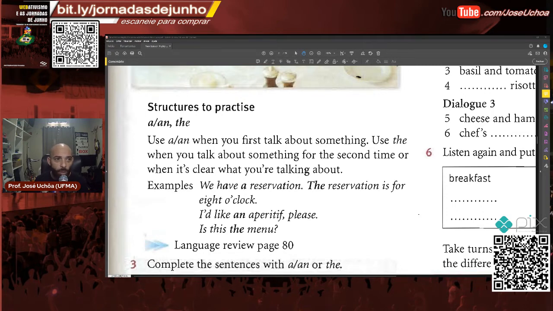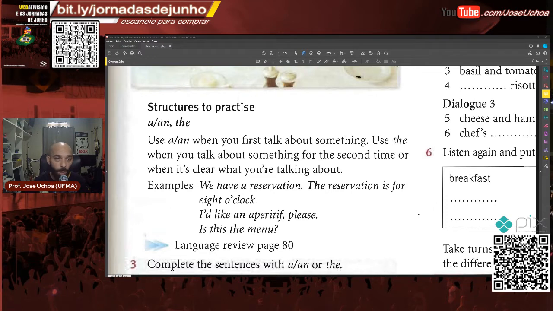Today we are going to continue lesson 9 and go to the section Structures to Practice, which is about grammar. So today we are going to discuss the use of the indefinite article a, an versus the definite article the. In the book we see the following. Use a or an when you first talk about something. Use the when you talk about something for the second time or when it's clear what you are talking about.